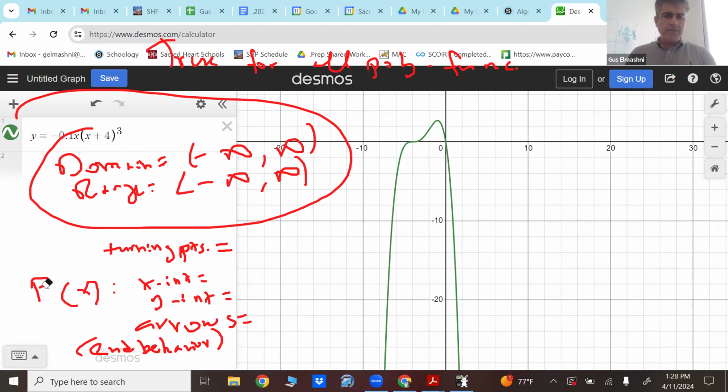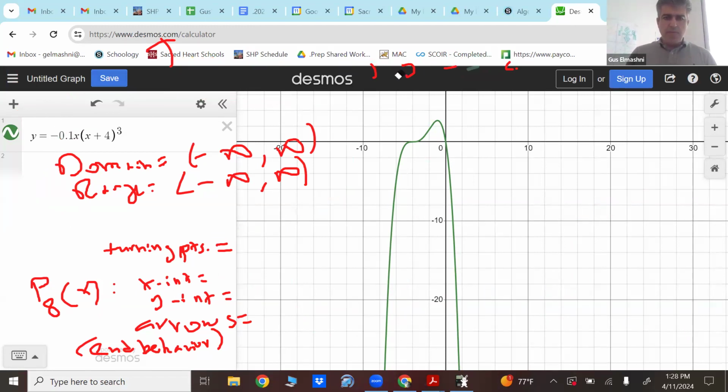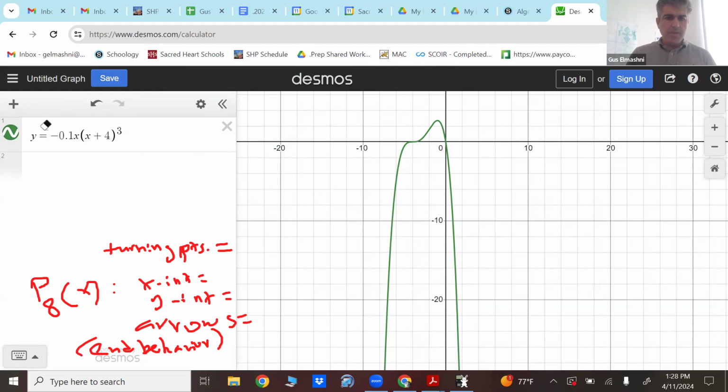Finally, P of x. Okay. So we have x to the 4. Let me erase this. So again, polynomial functions, all true. The domain and range is all real numbers.